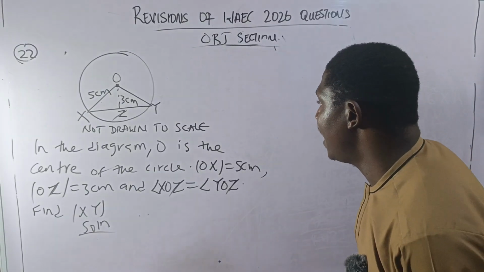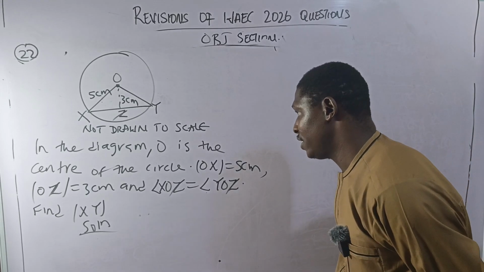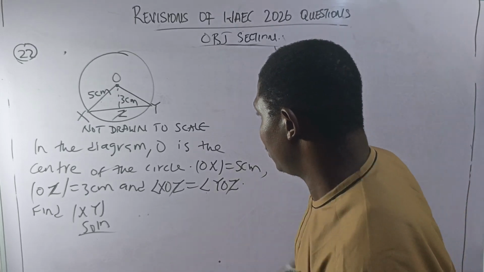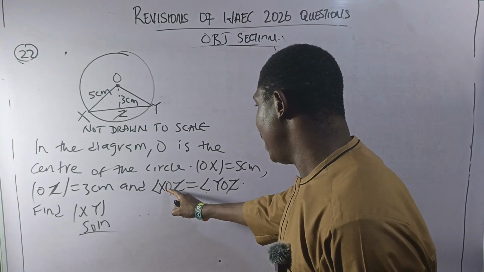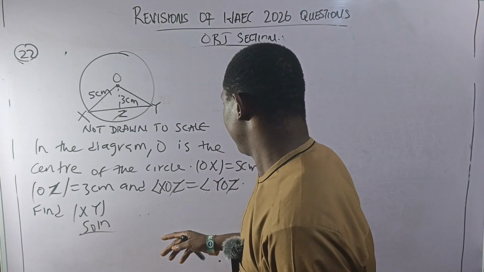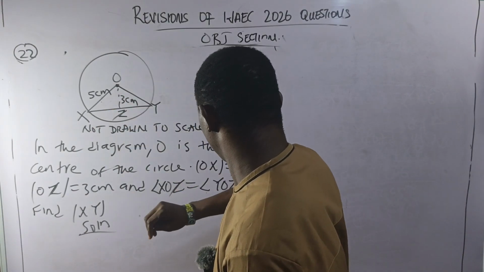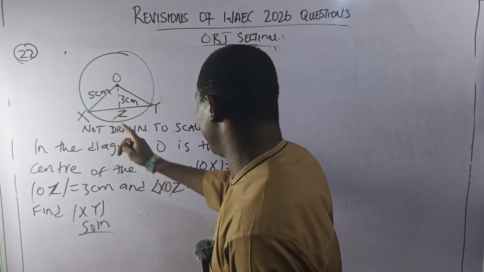Now they said in the diagram, O is the center of the circle. OS is equals to what? 5 centimeter, and OZ is equals to what? 3 centimeter, and angle XOZ equal angle YOZ. Yes, XOZ equals to what? YOZ.